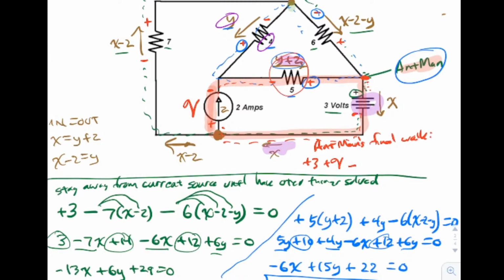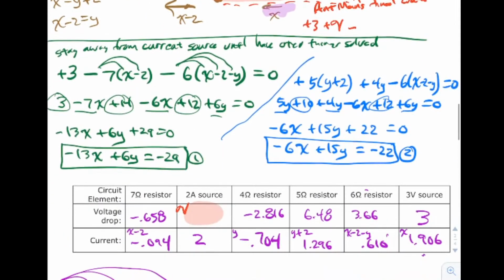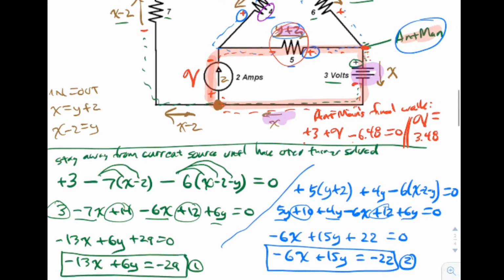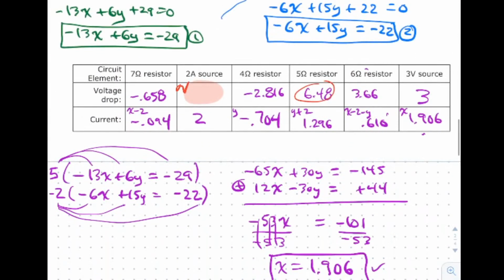Well, we solved for it. Let's look at our table. It's a 6.48. So that goes here. Ant-Man's back where he started, that equals 0. And so that's not so bad. Let's see, what's that end up being? 3.48, I believe, because you add this on both sides, but you subtract this on both sides. So the voltage is equal to a 3.48. That would be the voltage across the current source, 3.48. I can shove that right there. And now we're done. And now it's time to take a break.